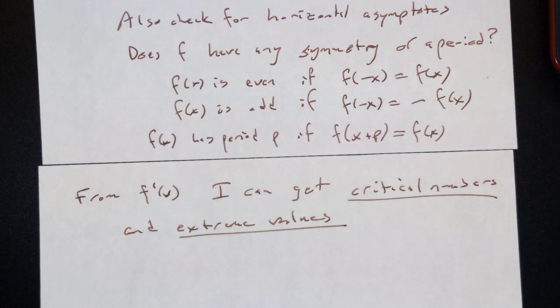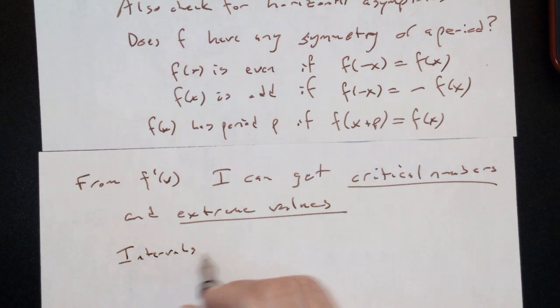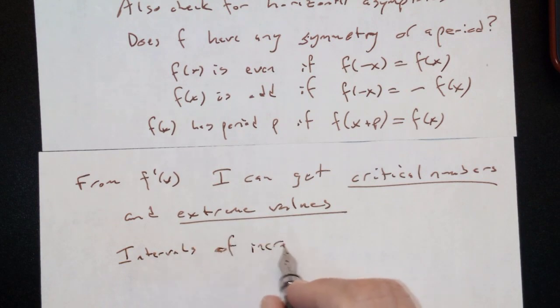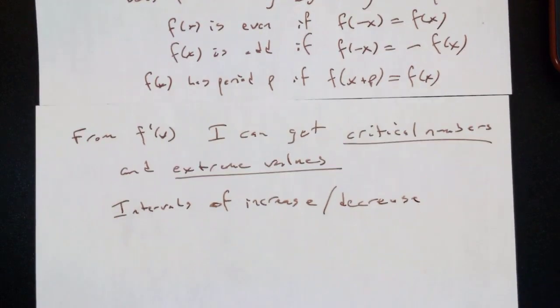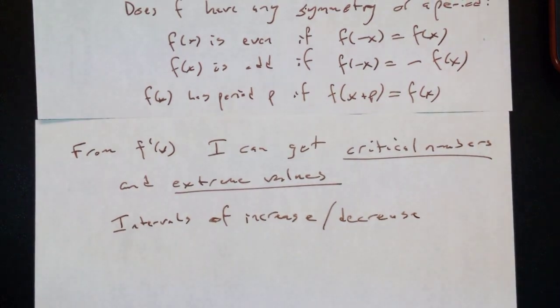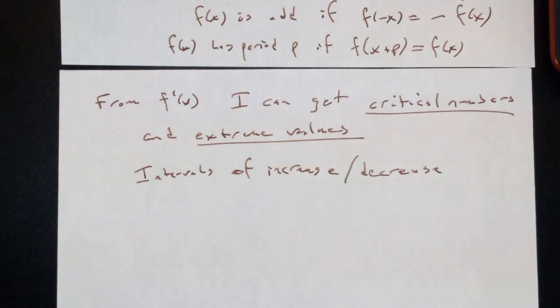Critical numbers and extreme values give me intervals of increase and decrease. And that's going to give me a really good way to figure out what the window should be if I know highest points and lowest points and where the graph is going up and where it's going down. I can get all the interesting stuff into my window. I think.